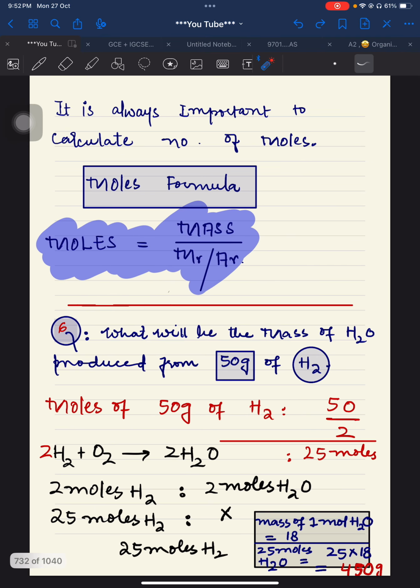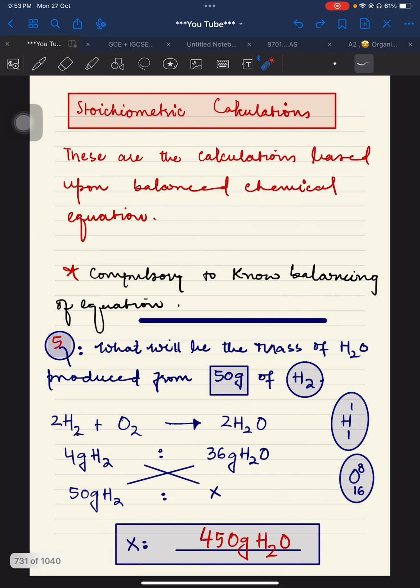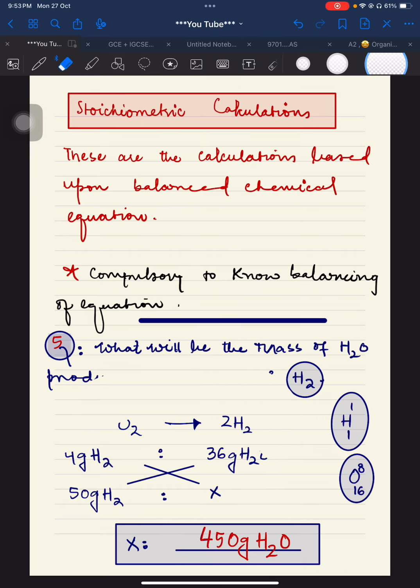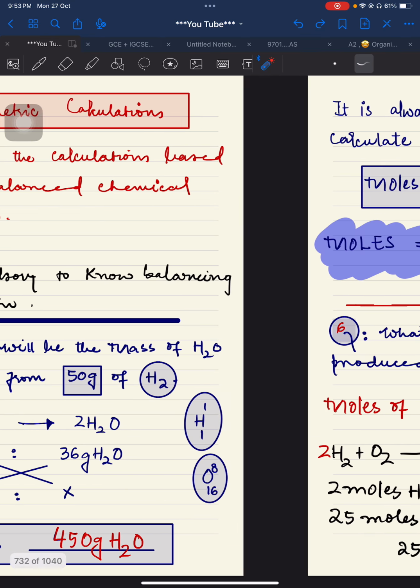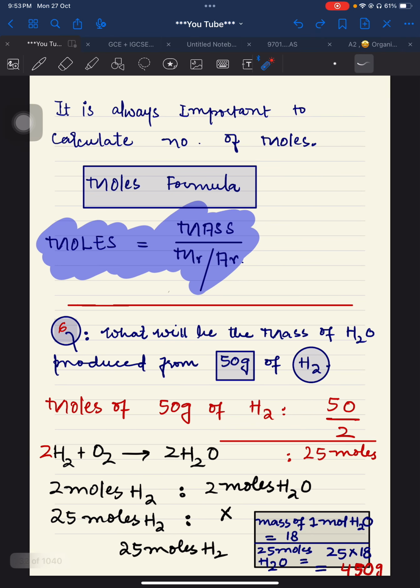Here it is always important to calculate the number of moles. The moles formula is moles equal to mass over Mr or Ar. So remember to calculate moles first of all. There is a straight way to calculate this as well, but the examiner is looking for the moles, whether the student has calculated moles or not. If you are not calculating the moles, such calculations will be considered wrong. That's why I am telling you that you need to calculate the moles first of all. Moles is equal to mass over Mr or Ar.